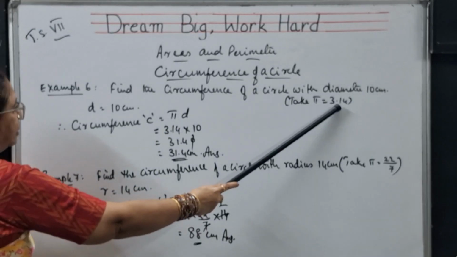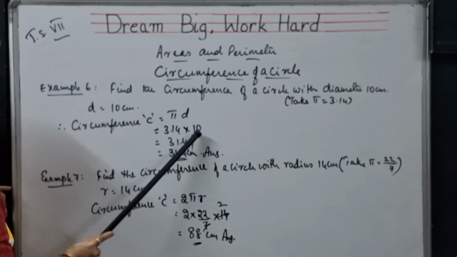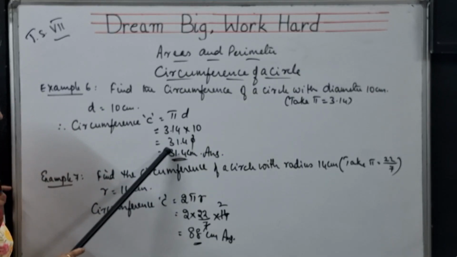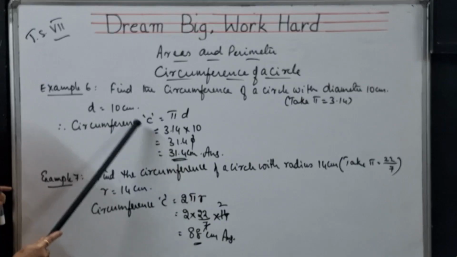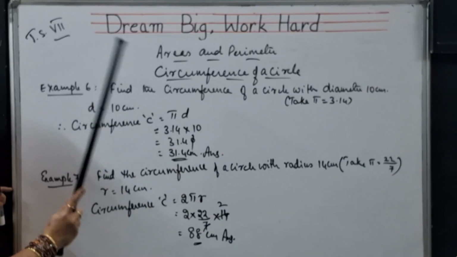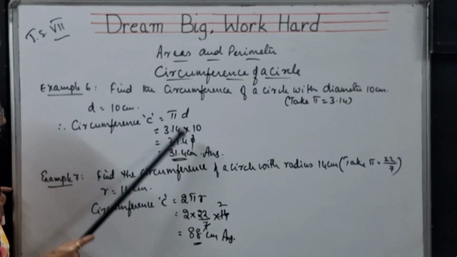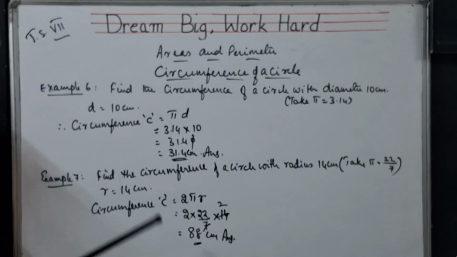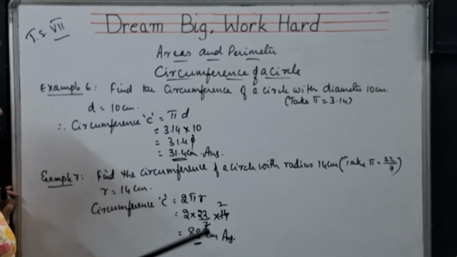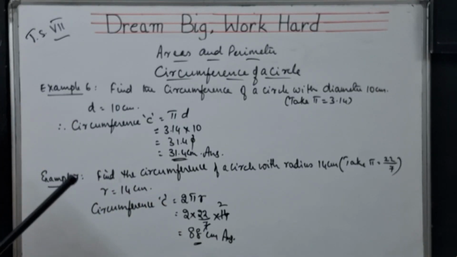Pi should be taken as 3.14. So 3.14 into d, 10. So 3140 I will be getting. So before two digits, I should get a decimal. So before two digits, if I get decimal, 0 will be cancelled. 31.4 centimeters is the circumference of this circle.